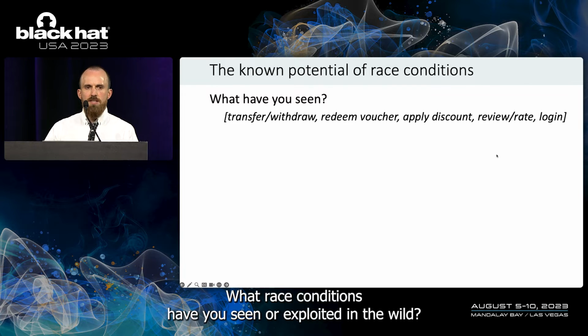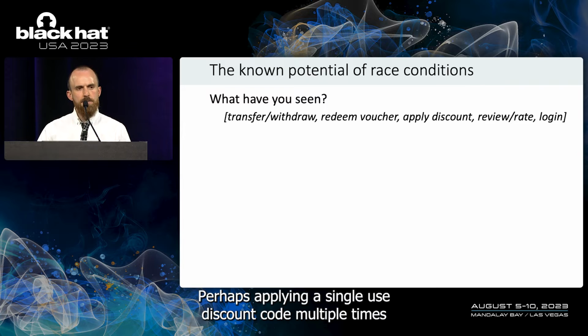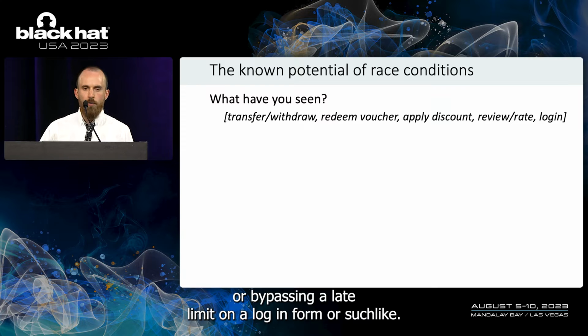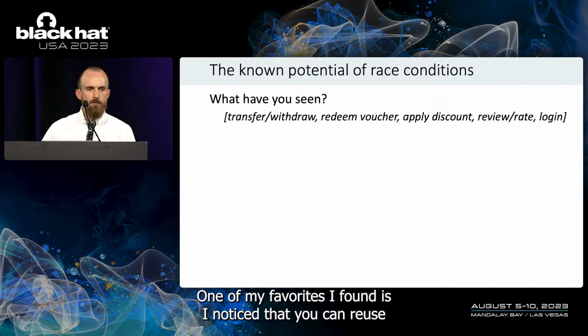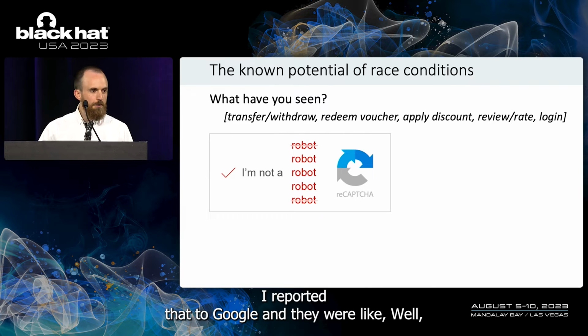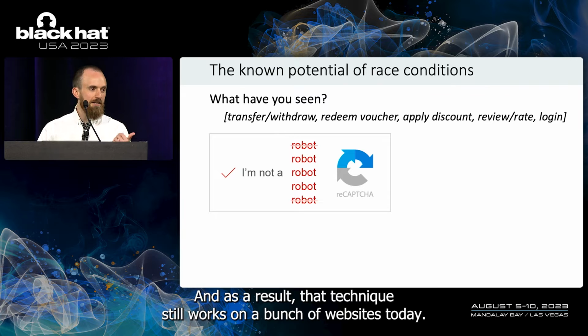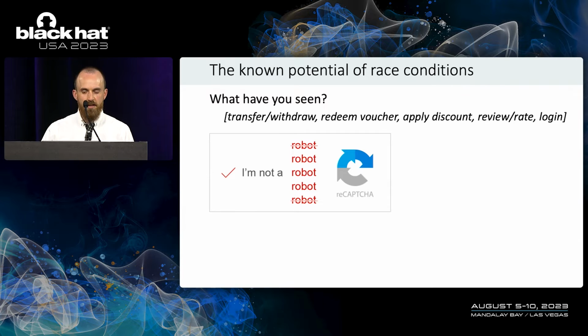What race conditions have you seen or exploited in the wild? Maybe things like transferring or withdrawing more funds than your account is supposed to have. Perhaps applying a single-use discount code multiple times or bypassing a rate limit on a login form or such like. One of my favorites that I found is I noticed that you can reuse a valid reCAPTCHA solution multiple times within a small time window. I reported that to Google, and they were like, well, unfortunately, our system is so distributed that we can't patch this. And as a result, that technique still works on a bunch of websites today.